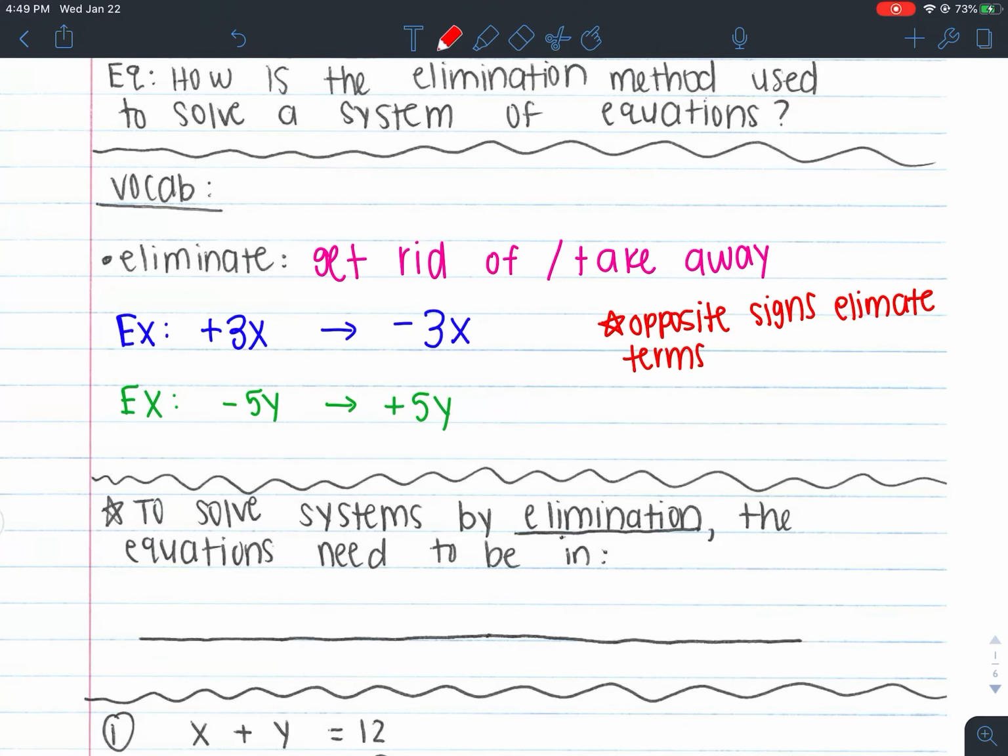And what else? Well, we have to have the same number, right? Because 3x and minus 2x doesn't make it 0. We need to be the same number as well. So we need the same number, but opposite sign.